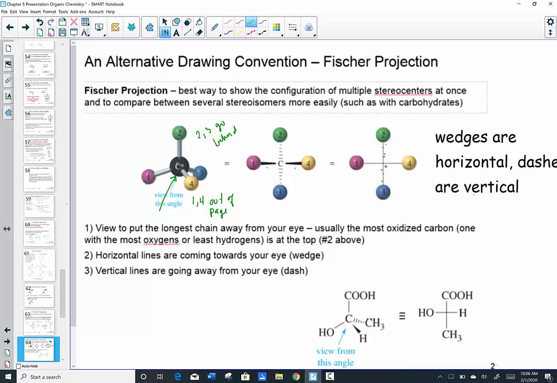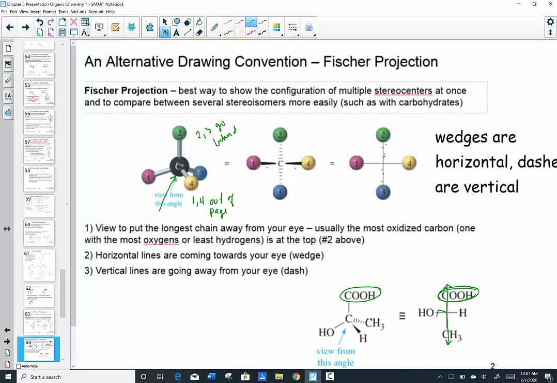You want to put the longest chain away from your eye, and usually the most oxidized carbon, the one with the most oxygens, you can also say the least hydrogens, is at the top. So if I have, for example, lots of oxygen on a carbon, that tends to be placed on the top of a Fischer projection. Notice I want to keep the carbon in the vertical line. The carbons that have lots of oxygens attached tend to get placed up high. Carbons with the least amount of oxygen, or you could say carbons with more hydrogens, are attached towards the bottom. Horizontal lines come out of the page towards you.